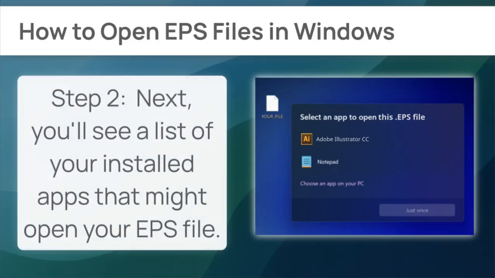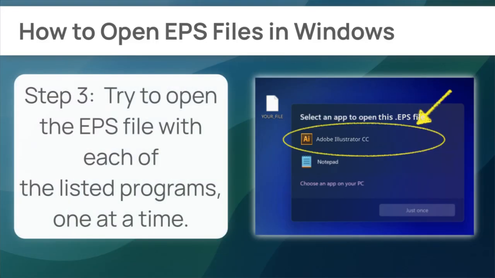Right-click your EPS file and choose Open With. Test with Adobe Illustrator CC first. If it's missing, select another program. The fix is often a simple compatibility swap.